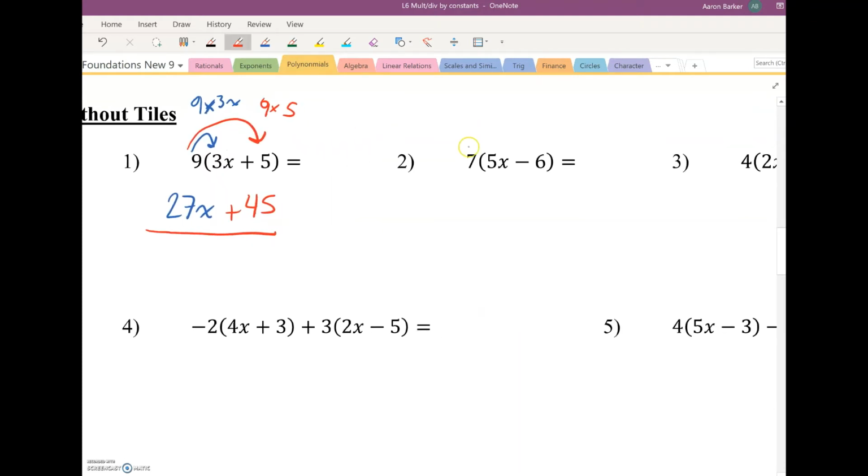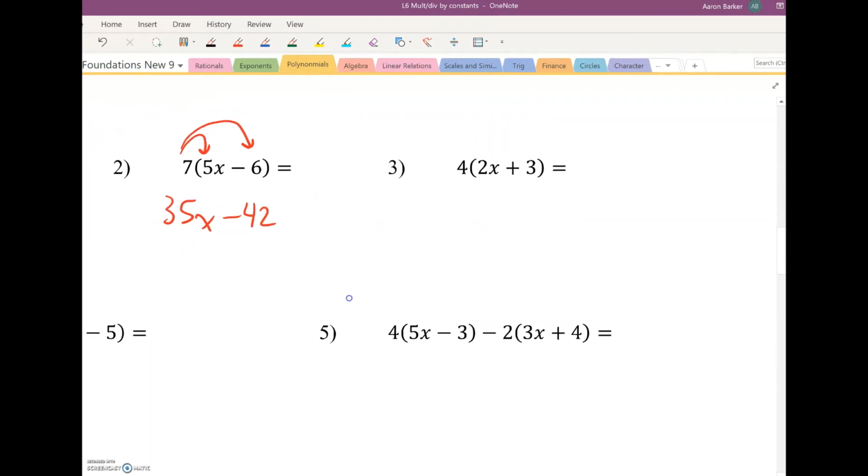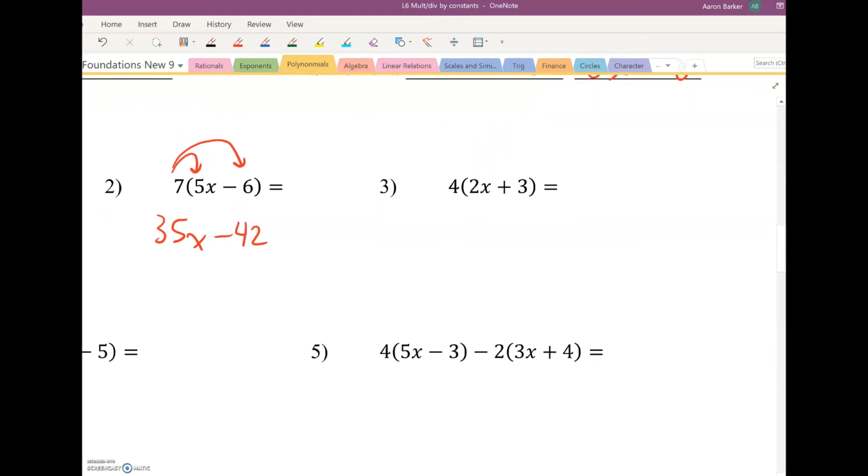Question 2. 7 groups of 5x would be 35x. 7 groups of negative 6 would be negative 42. Use the arrows to help you track multiplication because they're going to get more and more complicated. It helps you understand what you've multiplied so you don't multiply twice and make errors for harder questions. Question 3, try it on your own, then check out the answer.